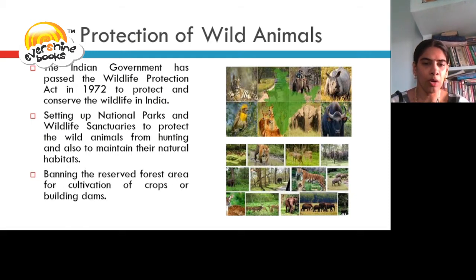Banning the use of reserved forest areas for cultivation of crops or building dams. That is, these national parks and wildlife sanctuary areas are not meant for cultivation of crops or building dams.